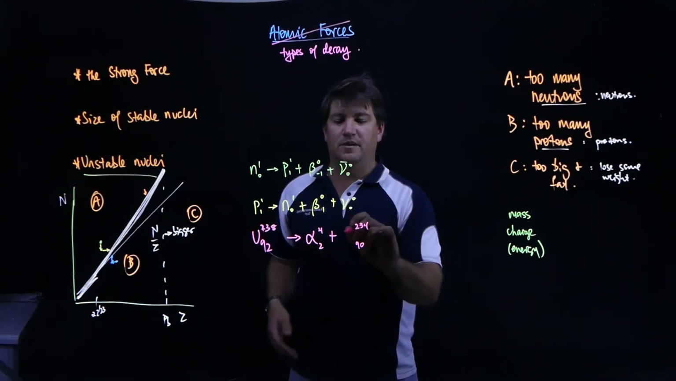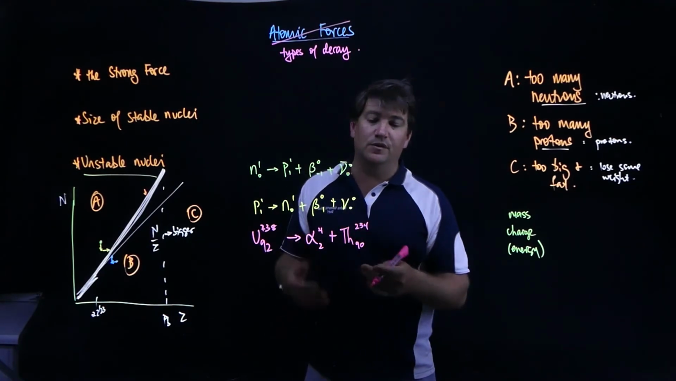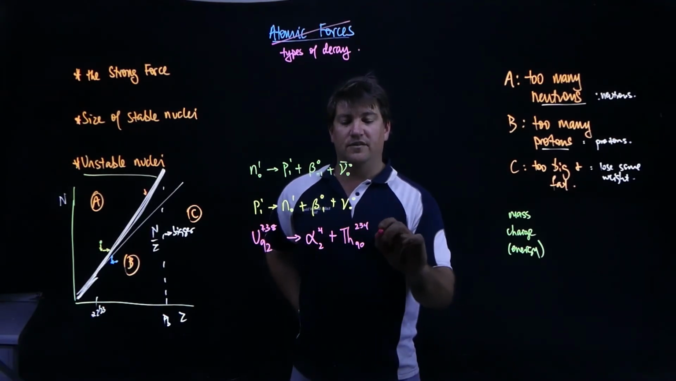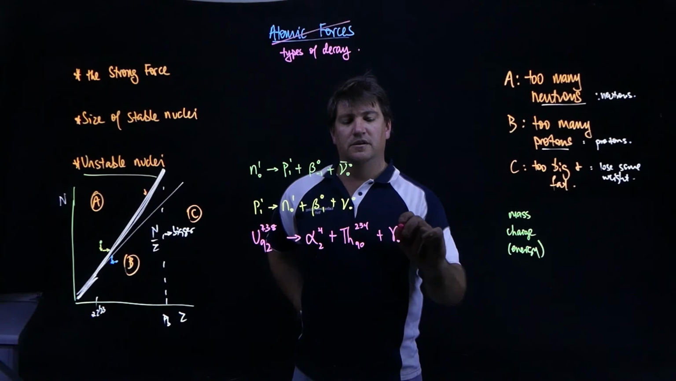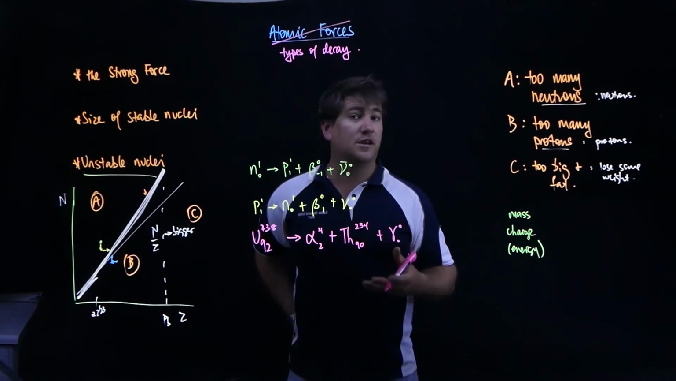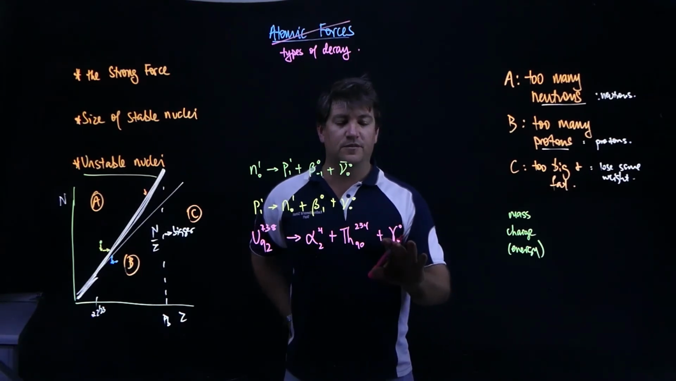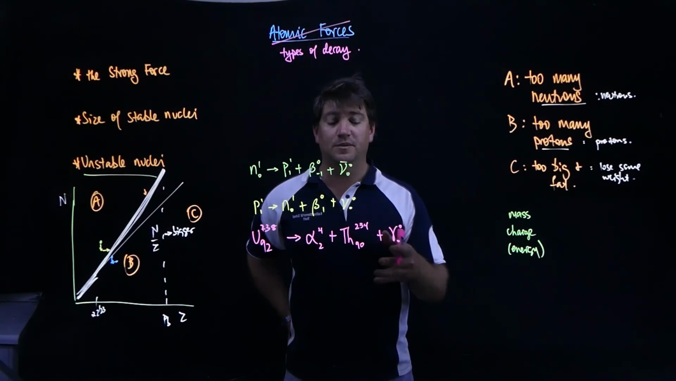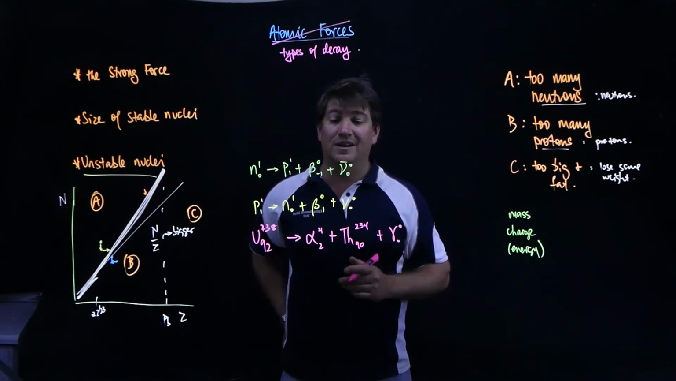And it just so happens that number 90 is thorium. It's got a chemical symbol of that. In this case, we'll generally have some sort of gamma radiation emitted as well. This one has 0 mass, 0 charge, because it's just high energy light.